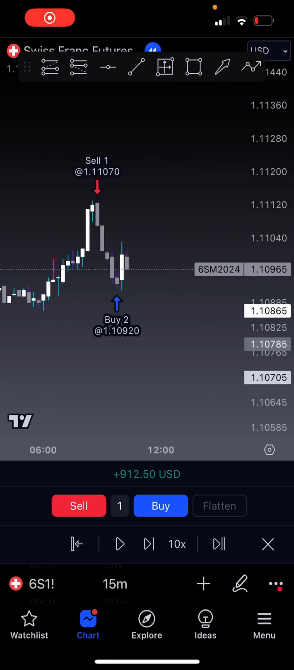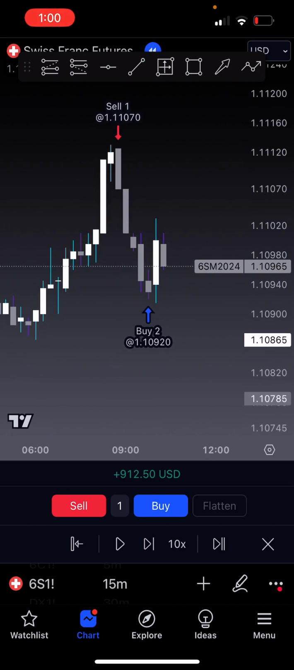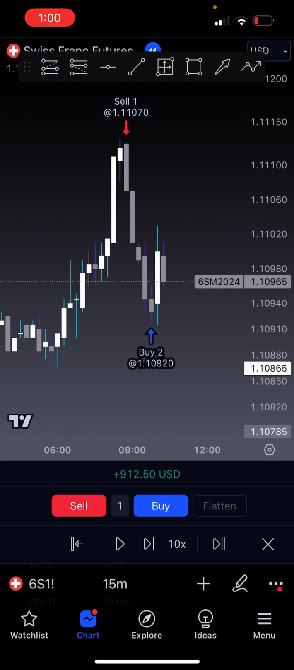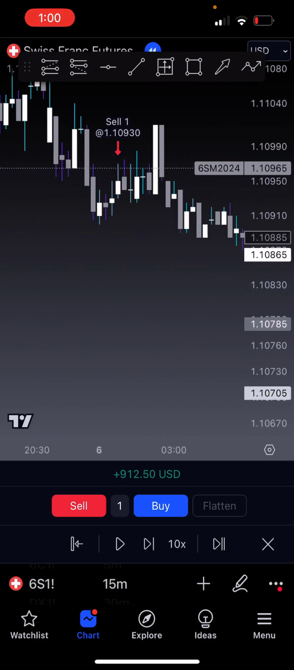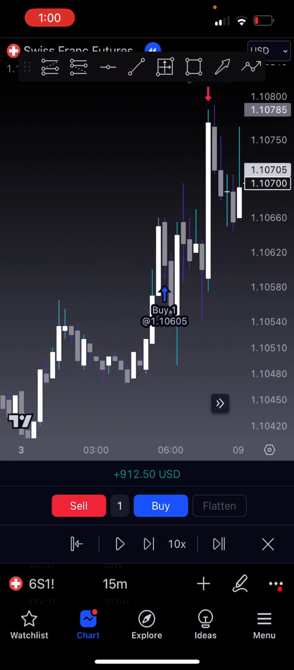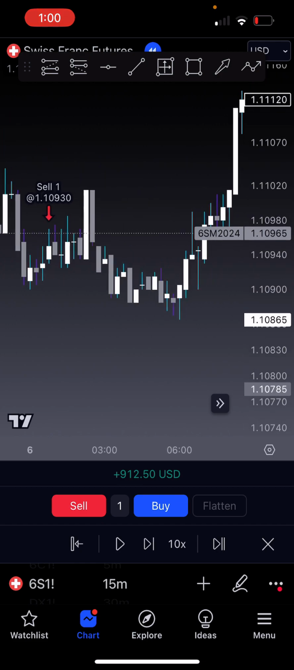Alright, so we're just gonna be trading on our phone today. On my phone today, I'm gonna show you guys how I trade. So as you see, I've already back tested a bit. I've only placed maybe a handful of trades. See, I'm already $912 in profit.